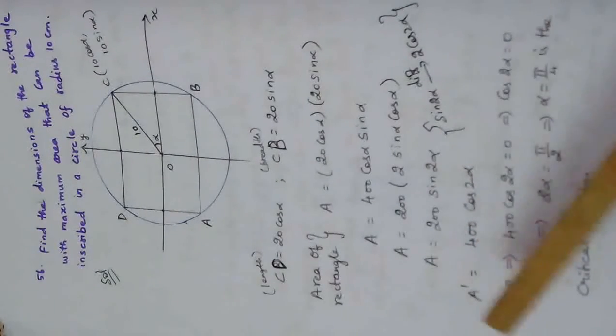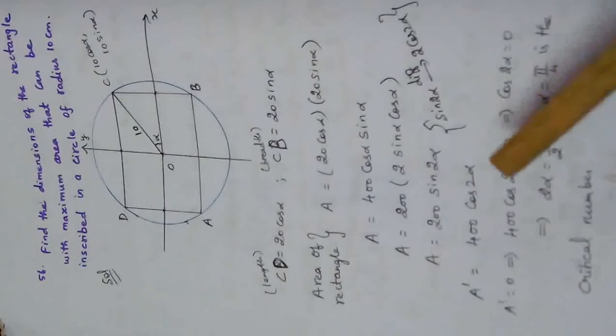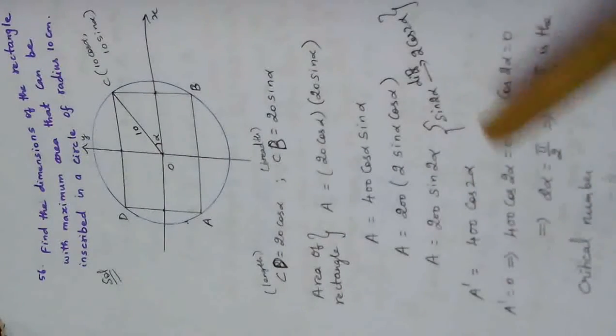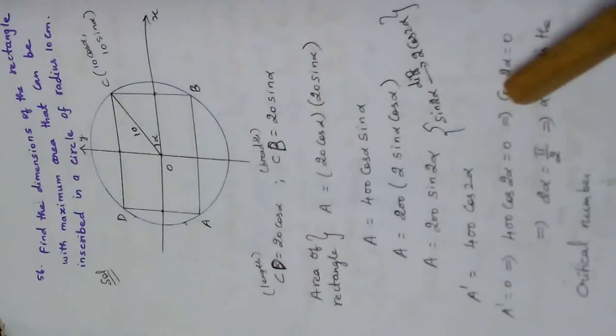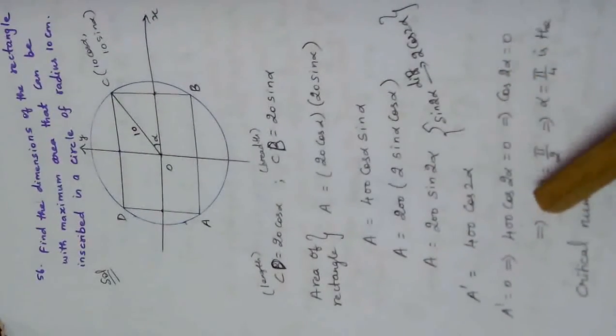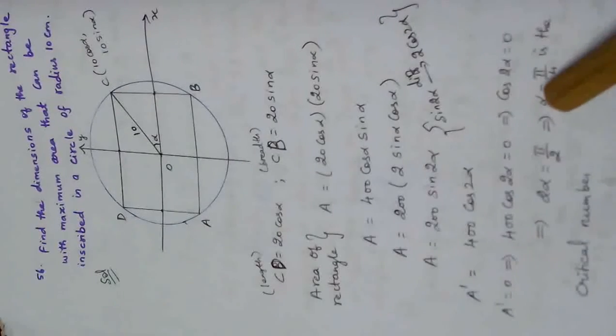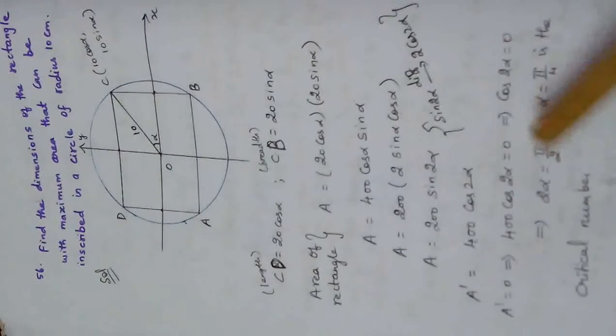After finding the first derivative, what will we usually do? Put it equal to 0. Definitely 400 is not equal to 0. Therefore cos 2 alpha should be 0, which means 2 alpha should be equal to 90 degrees, because only cos 90 is 0. So 2 alpha equals 90, from which alpha is equal to pi by 4. This is called the critical number.